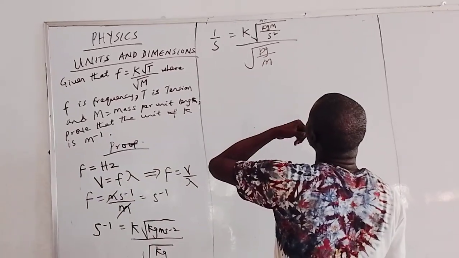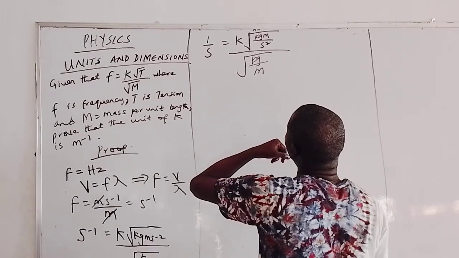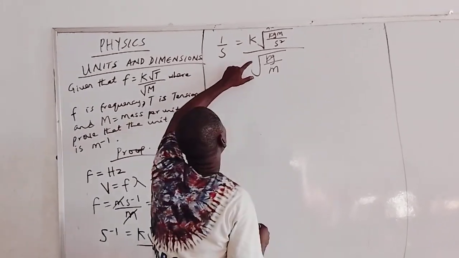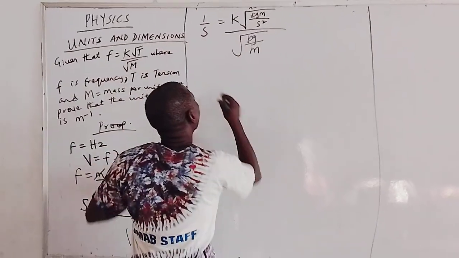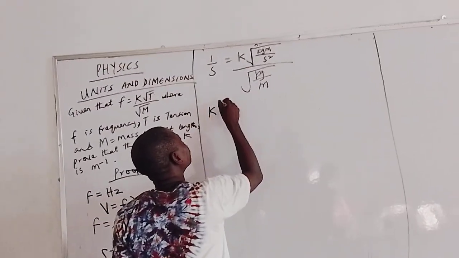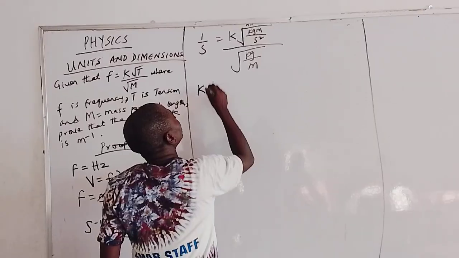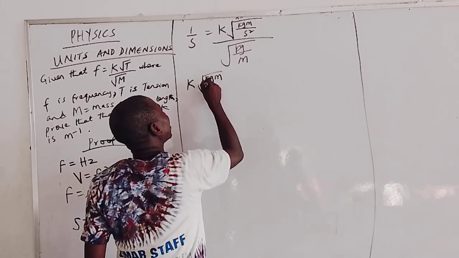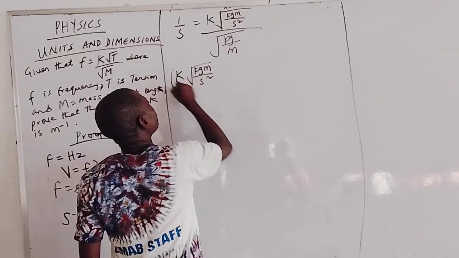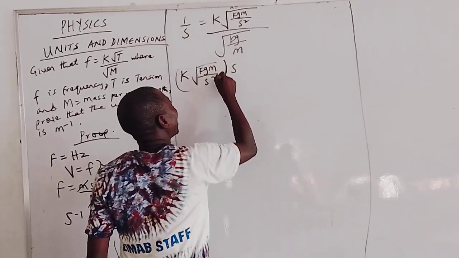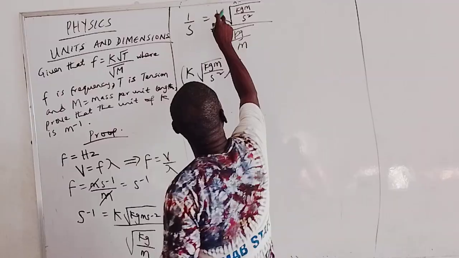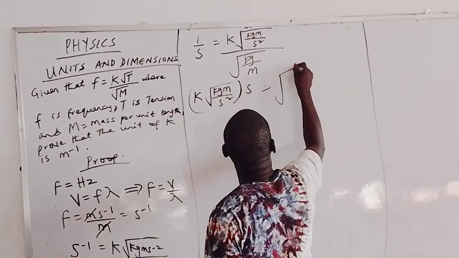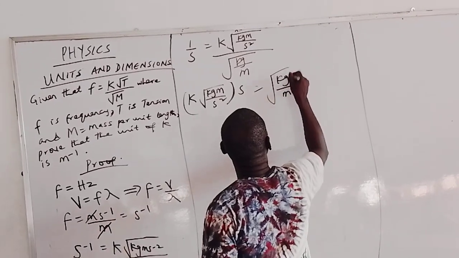So the next line of action is to make k the subject of the equation. How do we go about that? Let's try to cross multiply. When we cross multiply, we have k into kg meter over second squared, then multiply by this existing second. This multiplied by this expression gives this. Then 1 multiplied by this gives kilogram over meter.